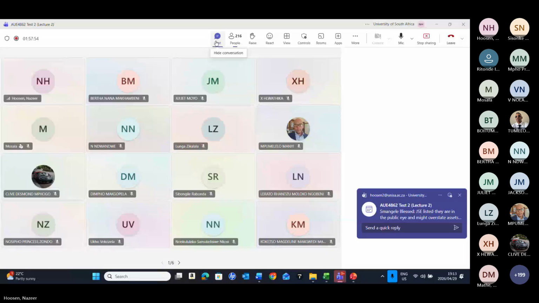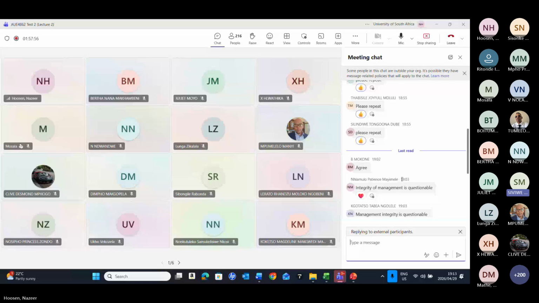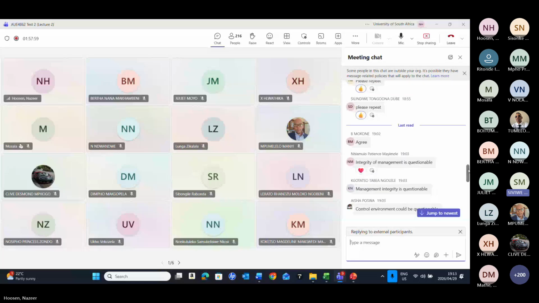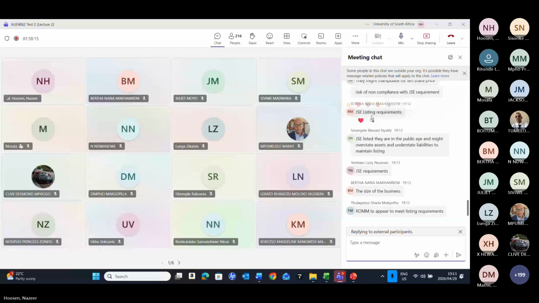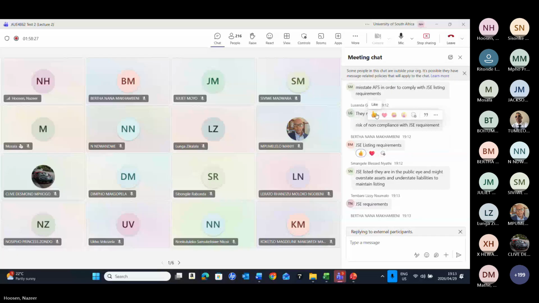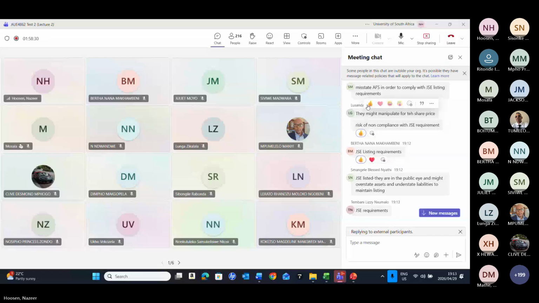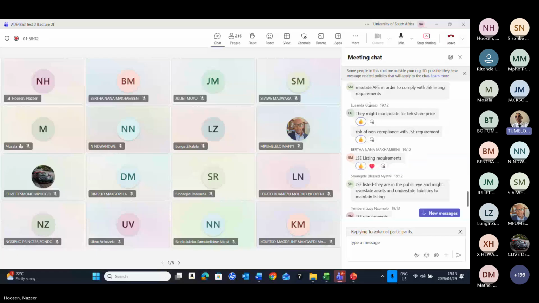They might misstate, there's a risk of them misstating the annual financial statements in order to comply with the JSE listing requirements. Oh, yes. Here we go. JSE listing requirements. And another mark. Or another mark. I think they can also overstate their assets as well as their revenues in order to maintain stringent listing requirements.